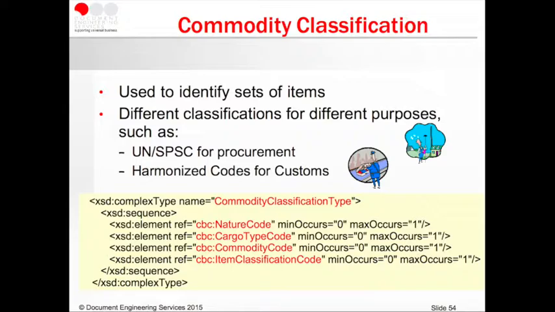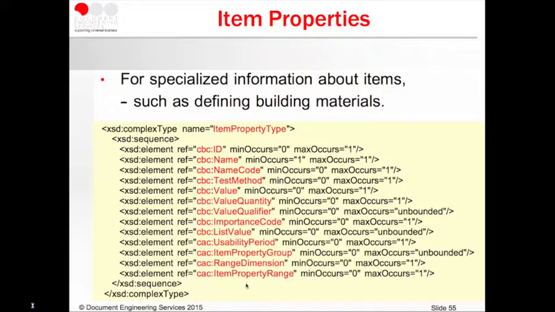And UBL provides what's called the commodity classification structure, which allows you to define the nature of the goods, the type of cargo for when it's shipped, the commodity type itself, and if there is an item classification that goes with it. Typically, an item will have many commodity classifications. It just depends which context you're using it in.